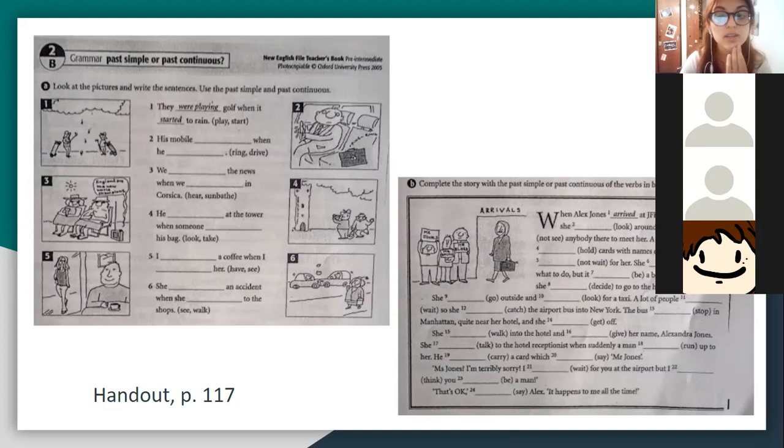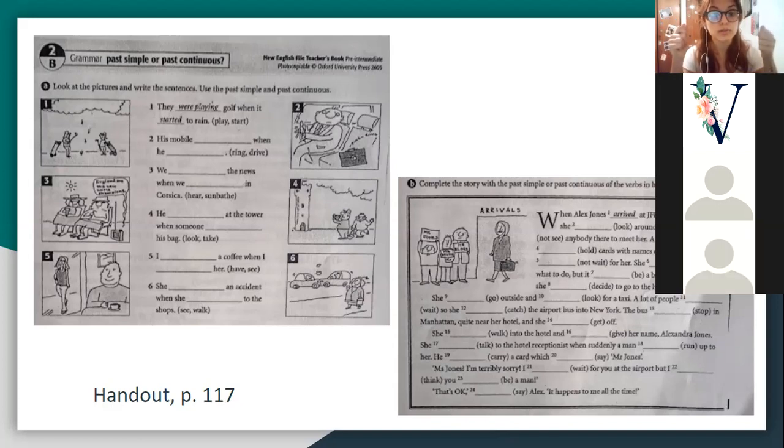When she arrived, she looked around, but she didn't see anybody there to meet her. A lot of people, cards with numbers, with names. A lot of people were holding cards with names on them, but they didn't wait for her. Didn't wait, or if it was an action that they were holding. Weren't waiting. They were not waiting for her. They were waiting for someone else. Good. She did not know what to do. Remember the use of know. Take a look at the verb.